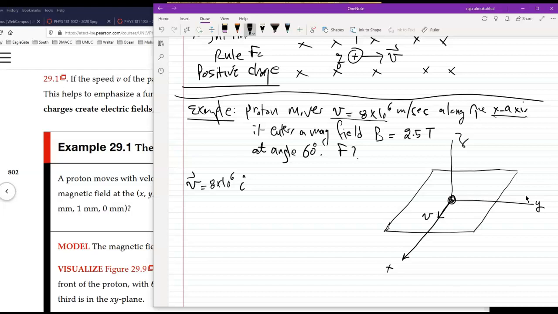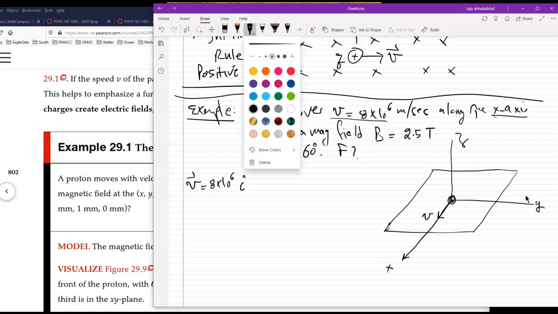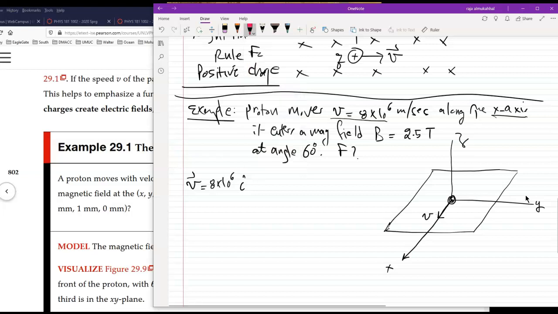And then you have the magnetic field, however. Let me put it in a different color. As you can see, my ability to manipulate the stylus pen has improved a little bit. Now I need to make a straight line. Good enough. This is the magnetic field right here, and this is the angle at 60 degrees. Let's read it again: it enters the magnetic field B of 2.5 Tesla at an angle of 60 degrees. That is the magnetic field at 60 degrees, not the proton. The proton is moving with velocity v along the x-axis. Okay. Now he wants to find the force.